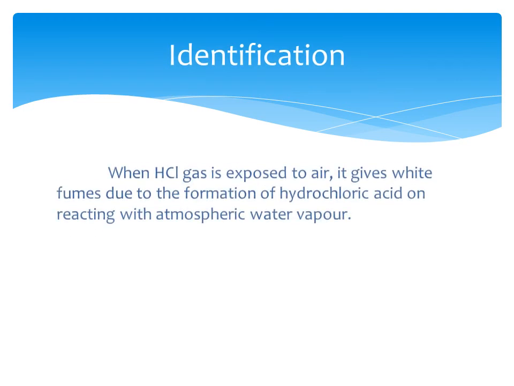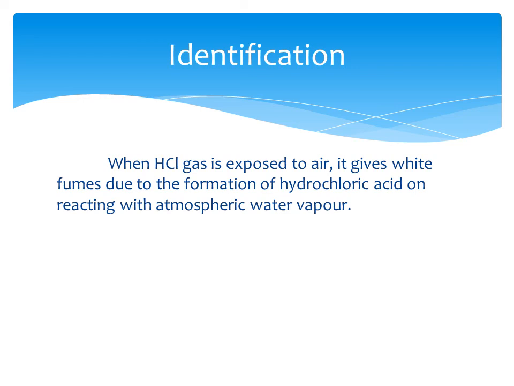How can we identify HCl gas? When HCl gas is exposed to air, it gives white fumes due to the formation of hydrochloric acid on reacting with atmospheric water vapor. This is one of the identifications. When the gas is exposed to air, it gives white fumes because it forms hydrochloric acid on reacting with atmospheric water vapor.